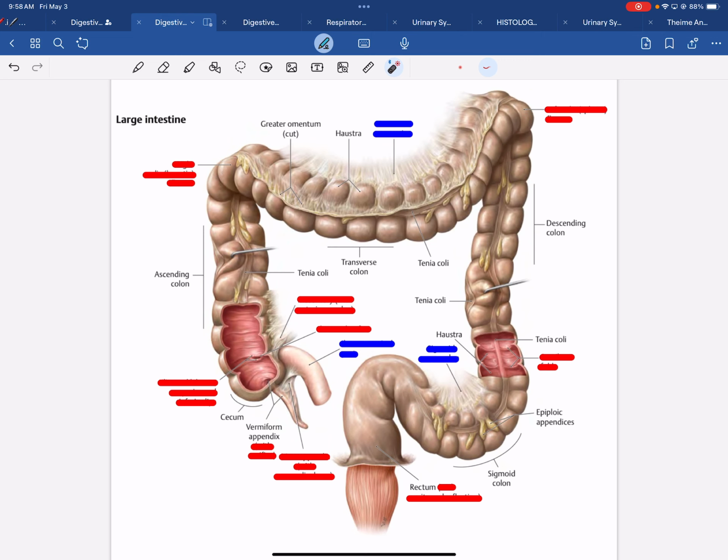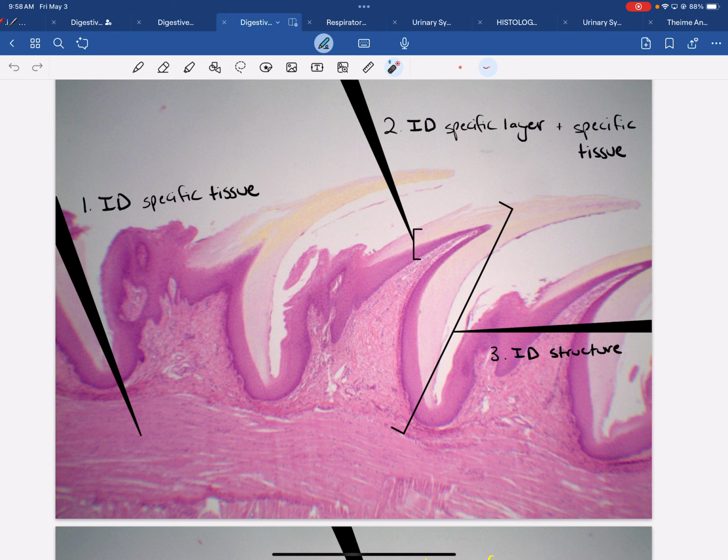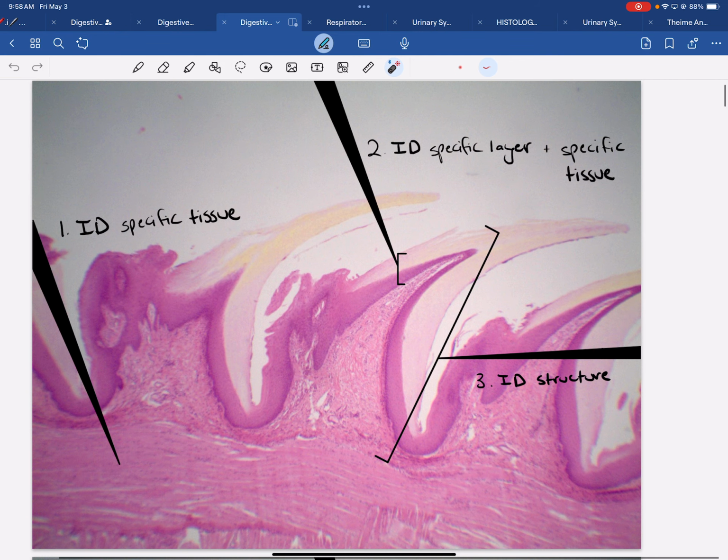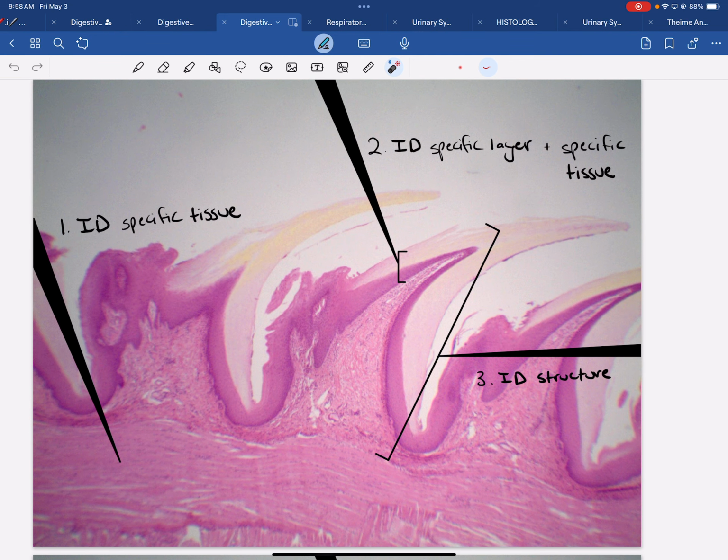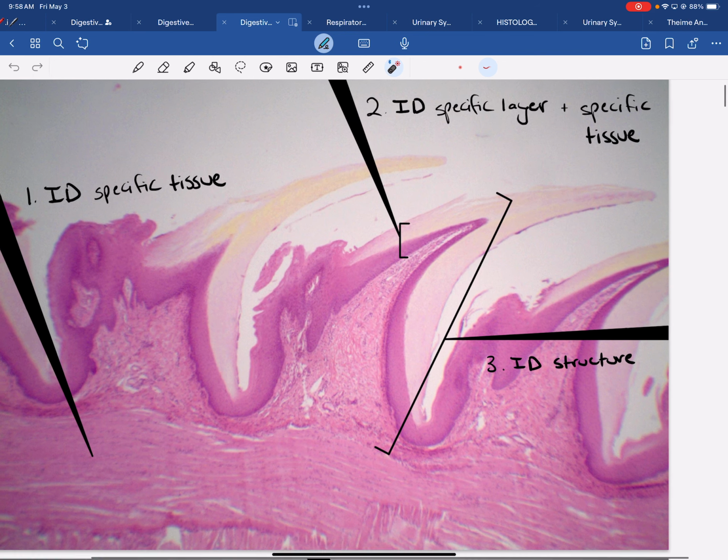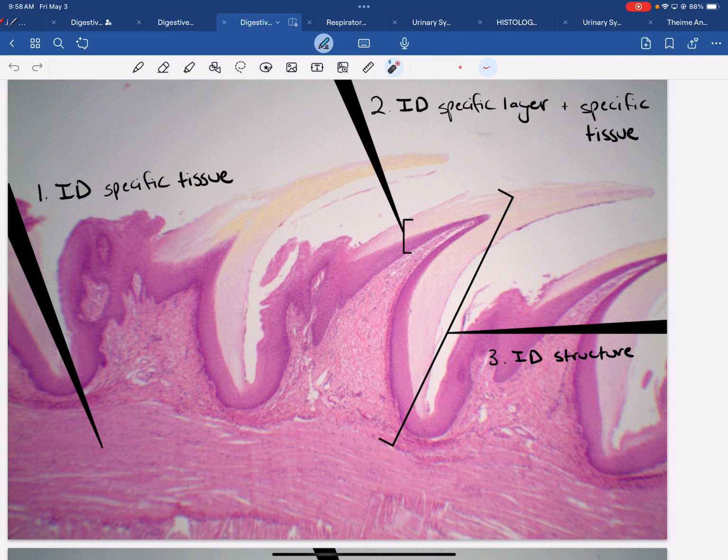Let's do the histology now. Okay, which organ is this? Okay, good. Which tissue is this? At the submucosa. That's a layer too. Good. It's skeletal muscle tissue. Good, because most of the tongue is skeletal muscle tissue.